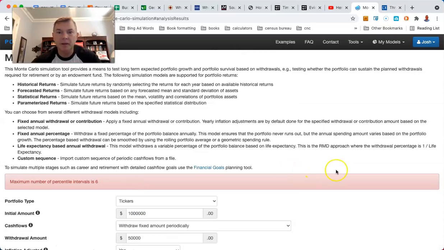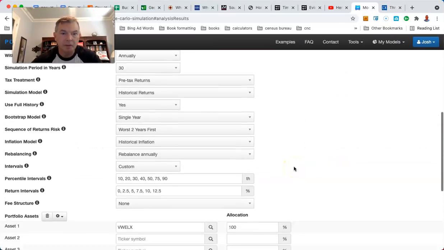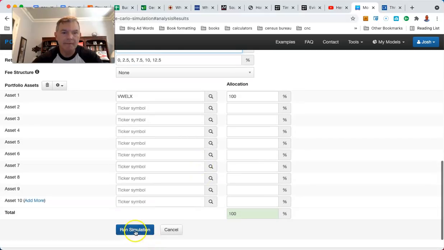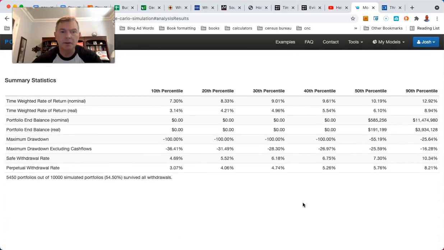I haven't done this yet. Let's see what happens there. This number of percentiles is 6. Okay, so we can only do 6. All right, so let's get rid of 20. Yeah, let's get rid of the 75. There we go. All right, let's see if that works. This is crazy. I love this thing.